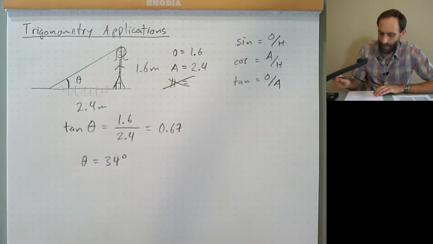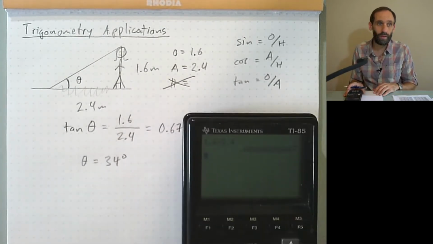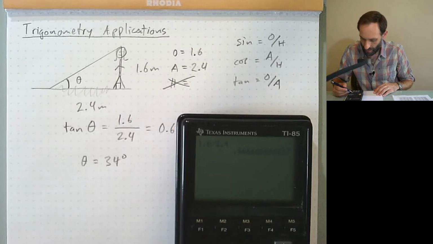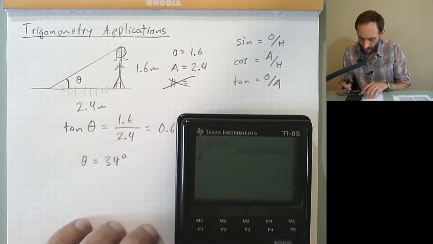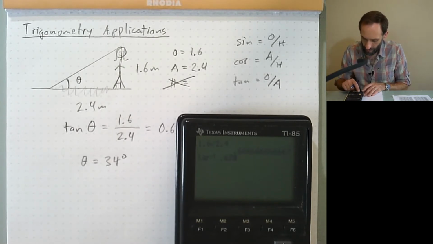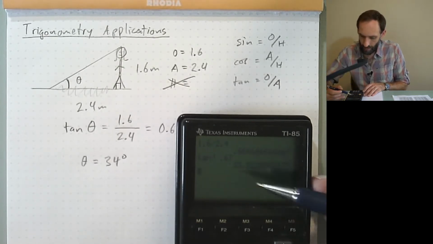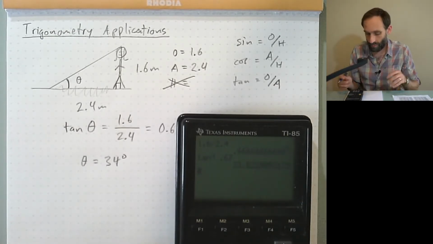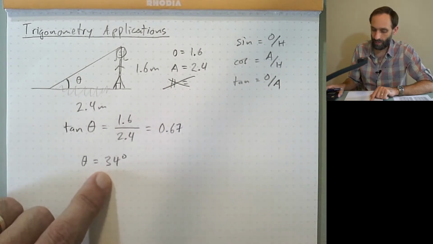And remember, we can also do this in the calculator by using the inverse tangent function. So let's say second, inverse tangent, and the ratio was 0.67. And you see right here, it gives us 33.8. If we round that off, that's 34 degrees, which is what we saw here from the table.